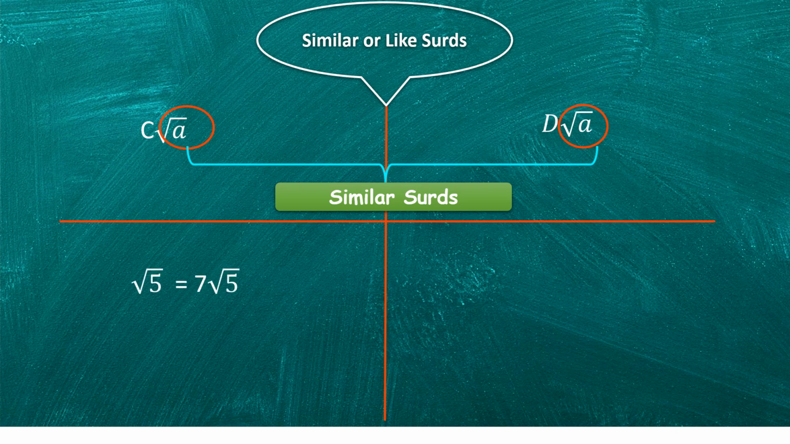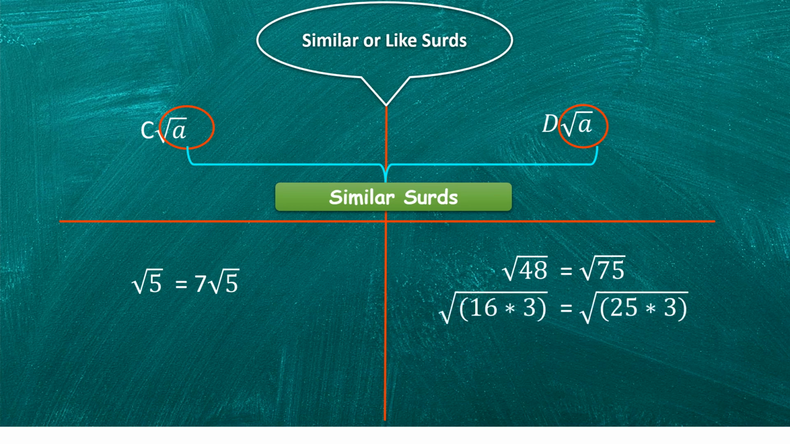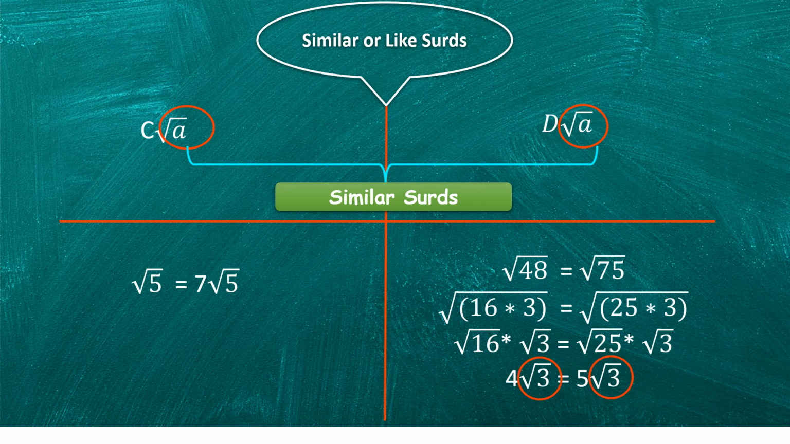Now here root 5 and 7 root 5 are like surds, as the order of a surd and the radicand is the same. Now you will say, how come root 48 and root 75 are like surds? So friends, if we go on factorizing this, then you will get the answer, that is 4 root 3 and 5 root 3. Here the order of surd and radicand are equal. So root 48 and root 75 are like surds.